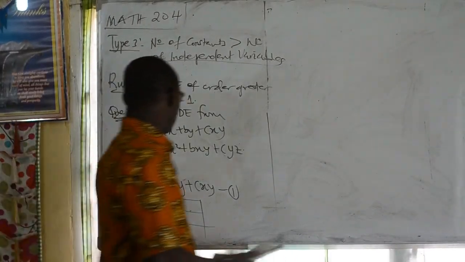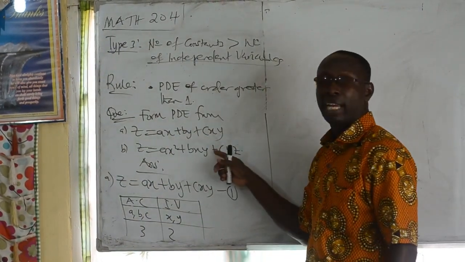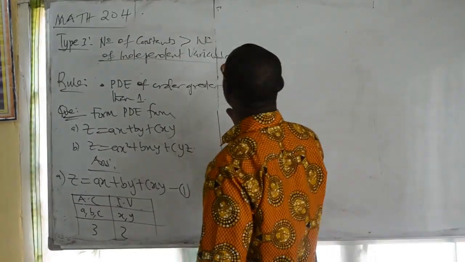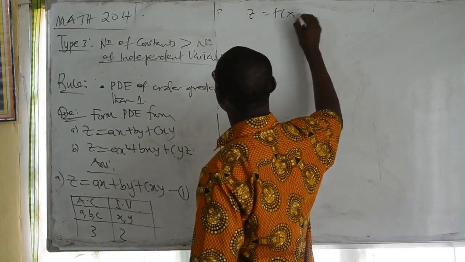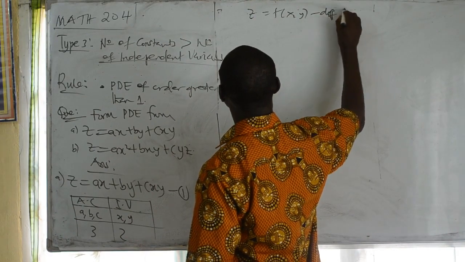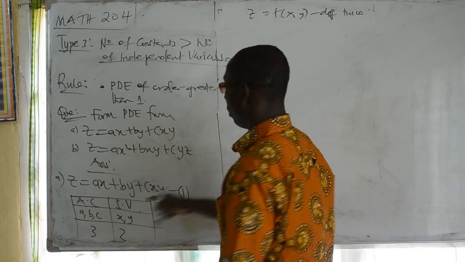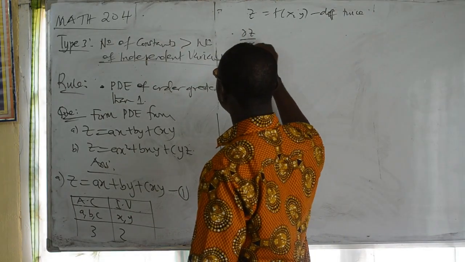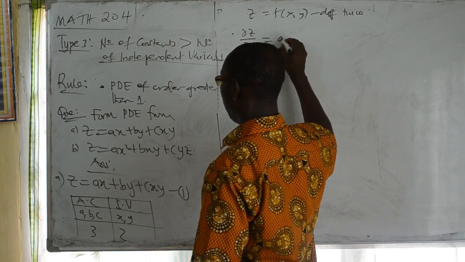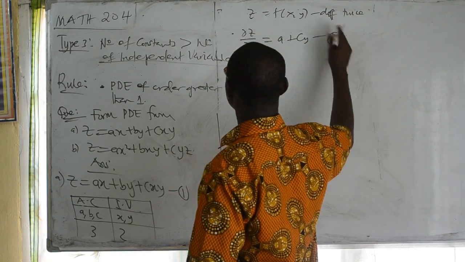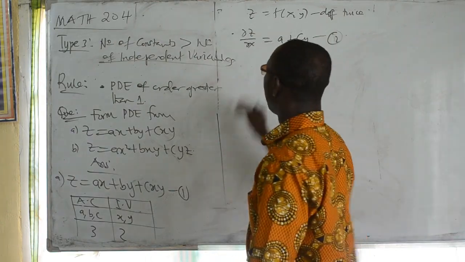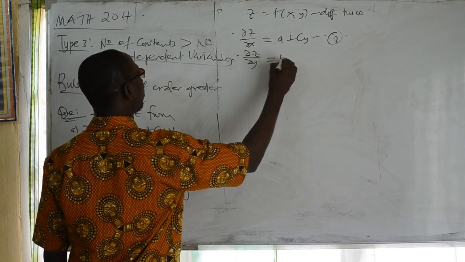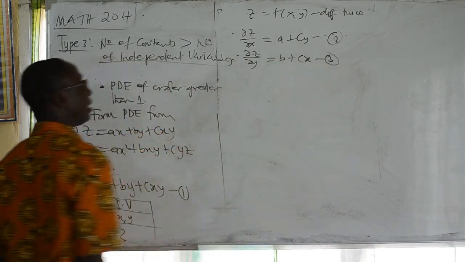But since it's a function of x and y, I'm going to differentiate twice. Now, because this one is a function of x and y, I'll differentiate twice because of this. Z is a function of x and y. So the first derivative dz dx is a plus cy, equation 2. dz dy is b plus cx, equation 3.